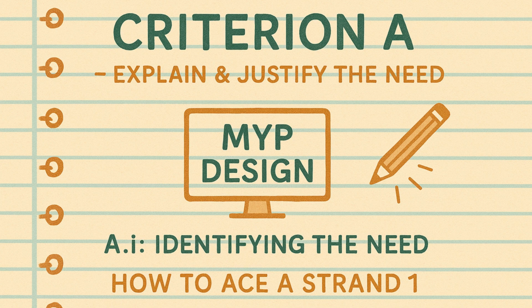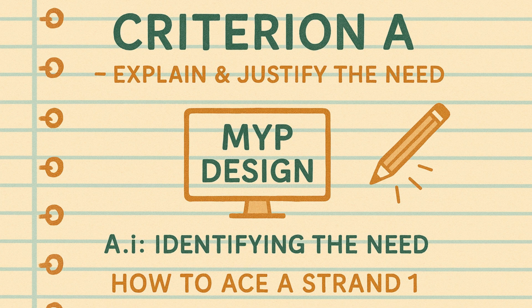Allow me to talk about how to reach the top achievement levels in Criterion A Strand 1. A high scoring explanation does 3 major things. 1, it shows deep understanding of the problem. The student will explain more than the surface issue. The student will go into detail of the actual problem.